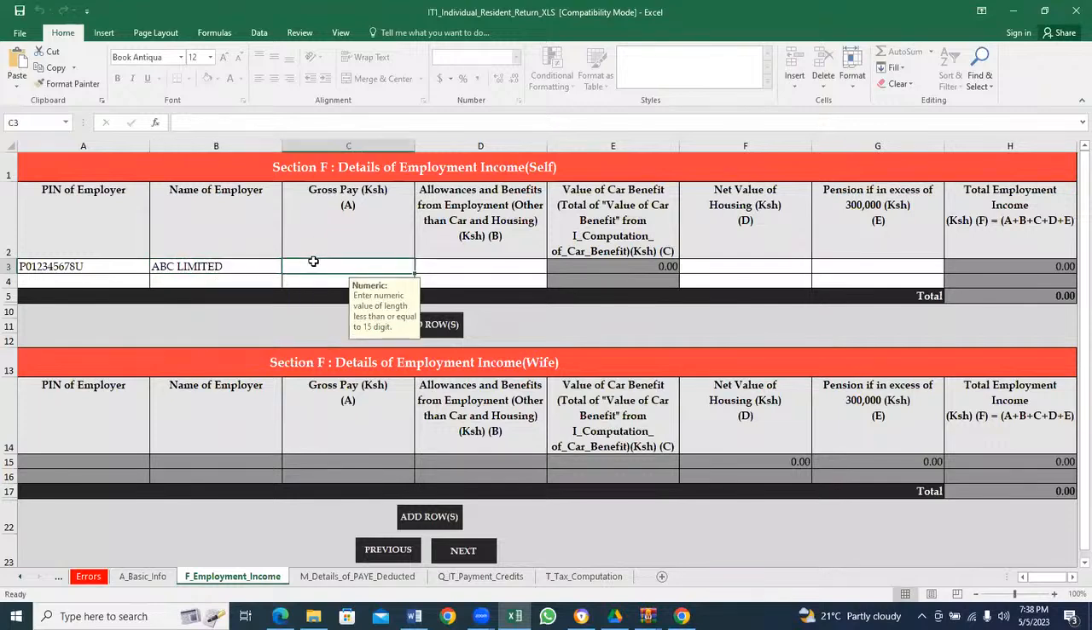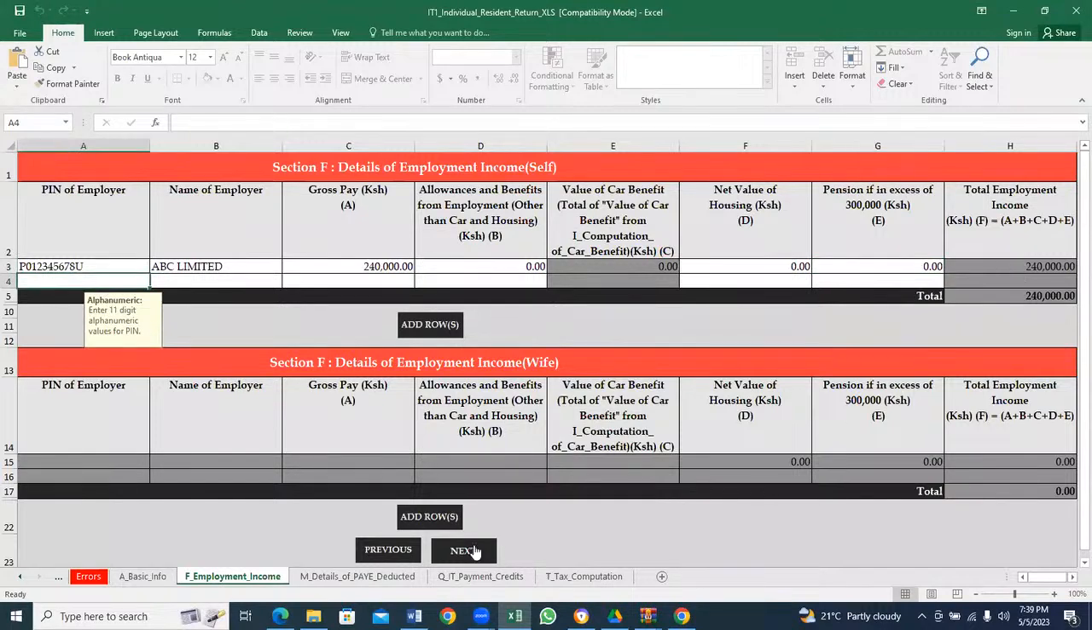Now, gross pay. For somebody who earns 20,000 per month, how much is the gross pay for the whole year? 20,000 per month times 12. Allowances una allowances yoyote, una nyumba, una pension, so your entire amount is 240,000.